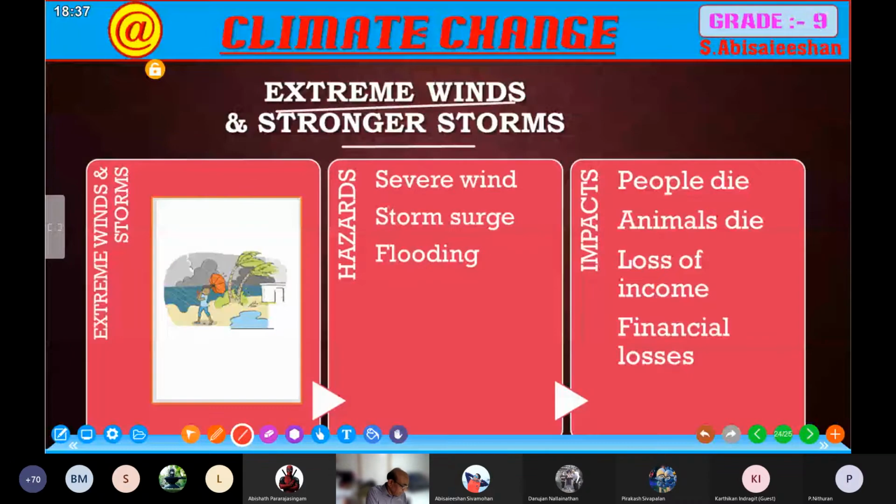Extreme wind and thunderstorms. Here you can see the picture. Hazards: severe wind, storm surge, flooding. Impacts: people die, animals die, loss of income, financial losses.